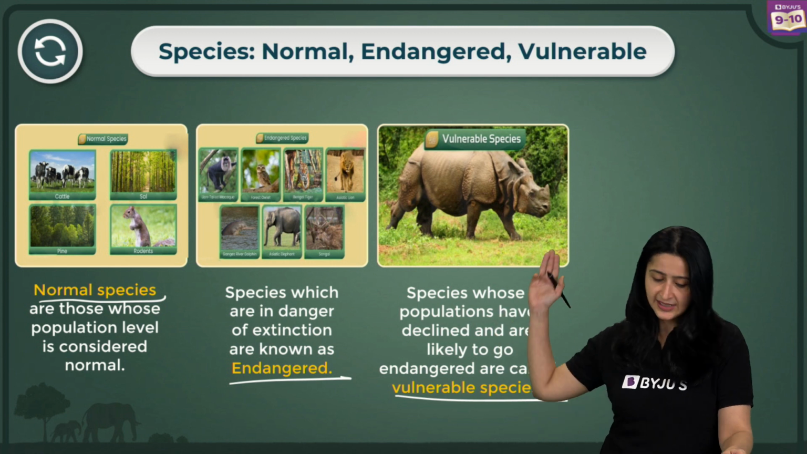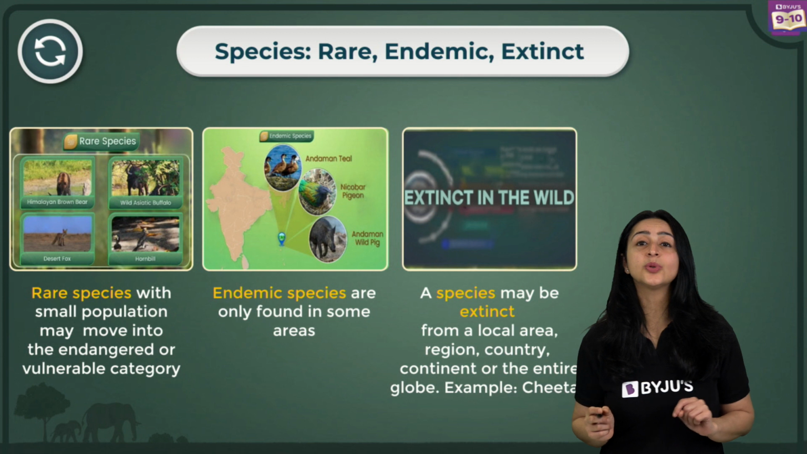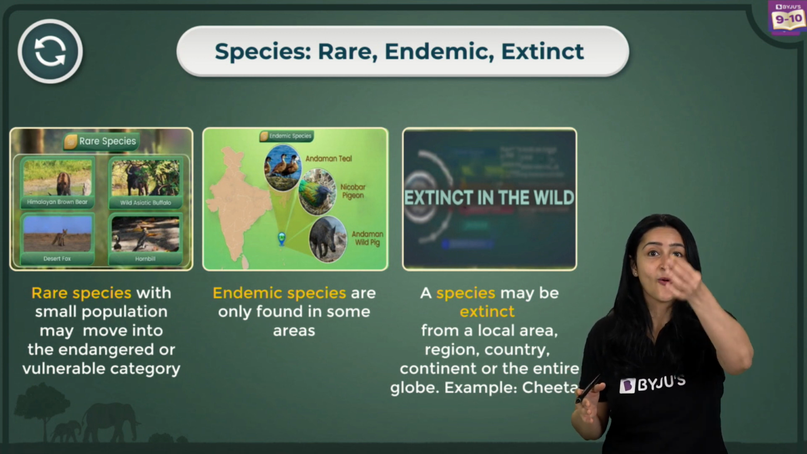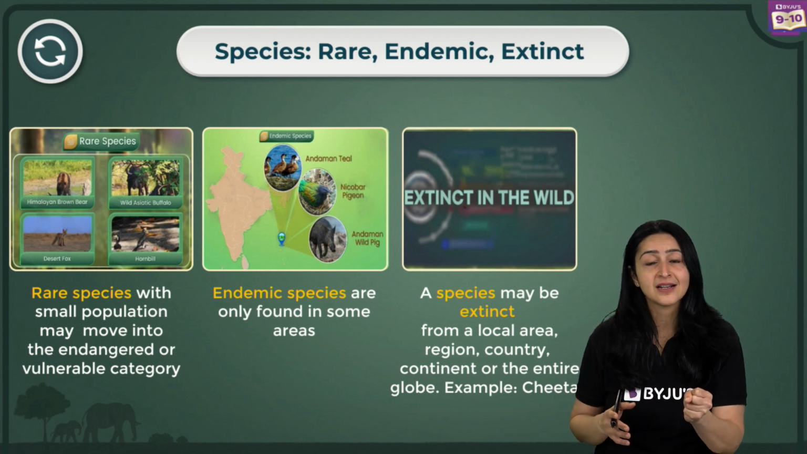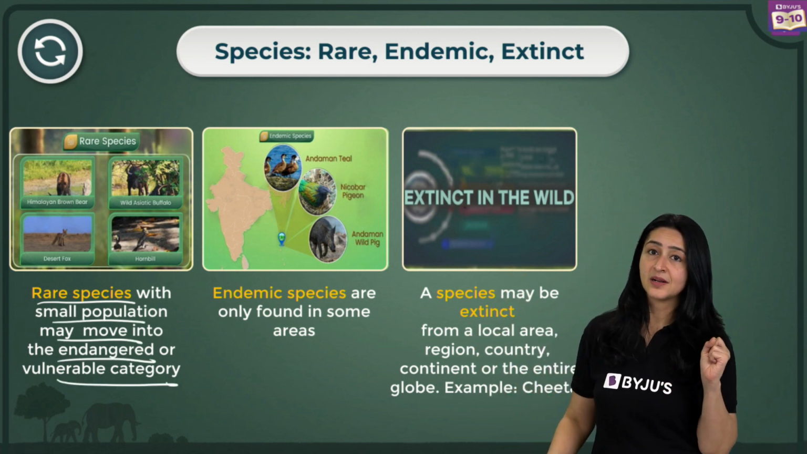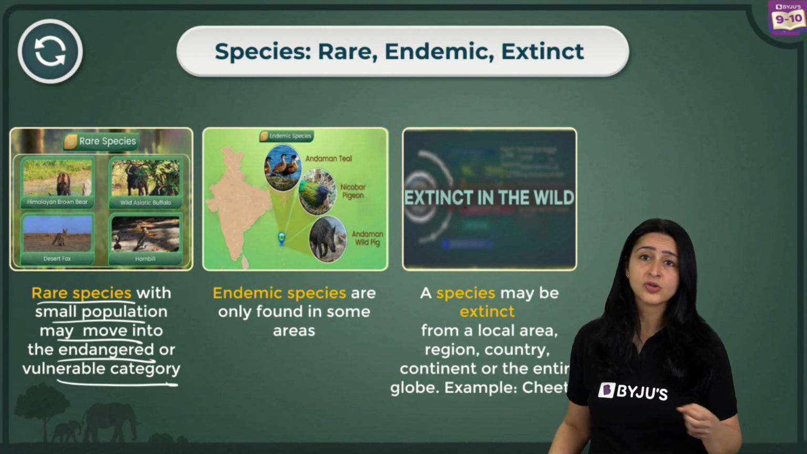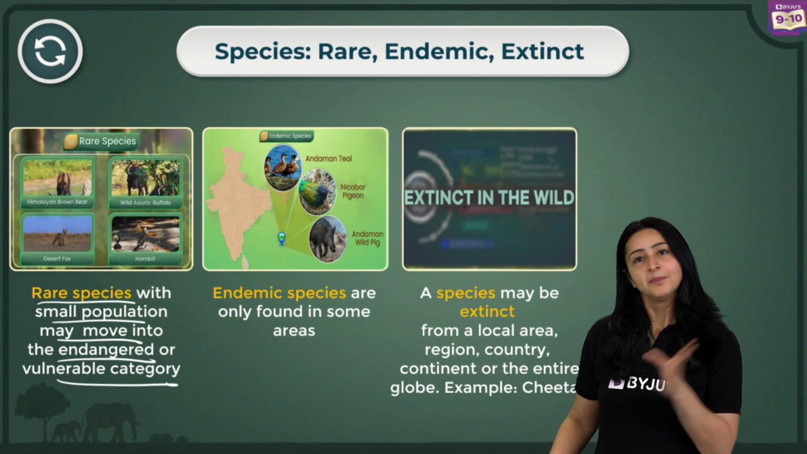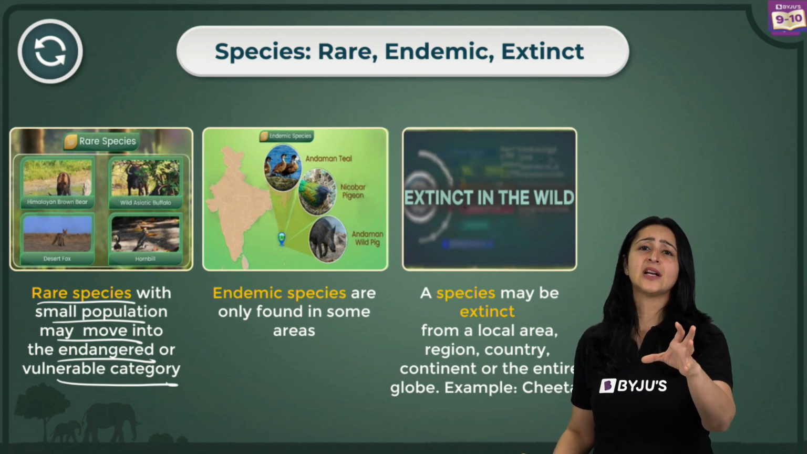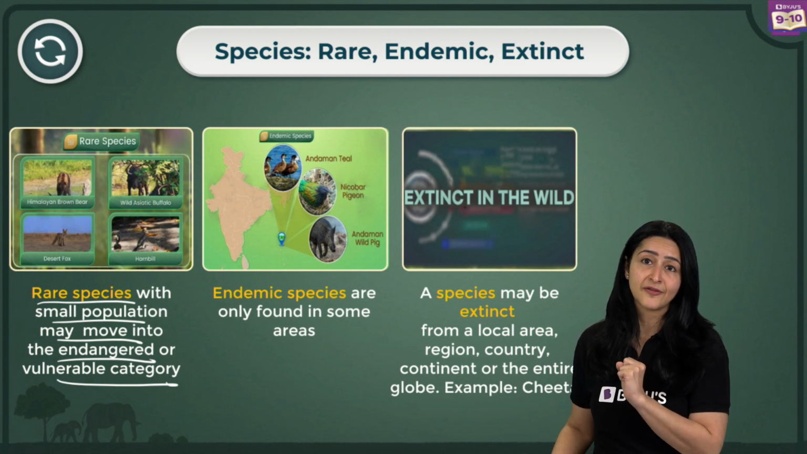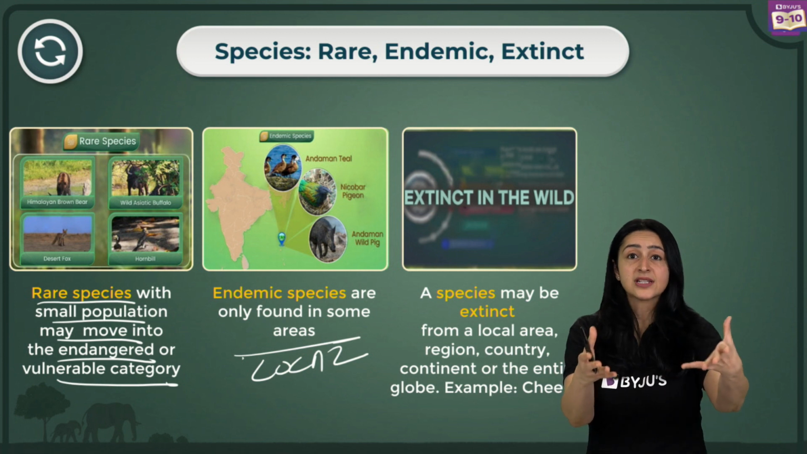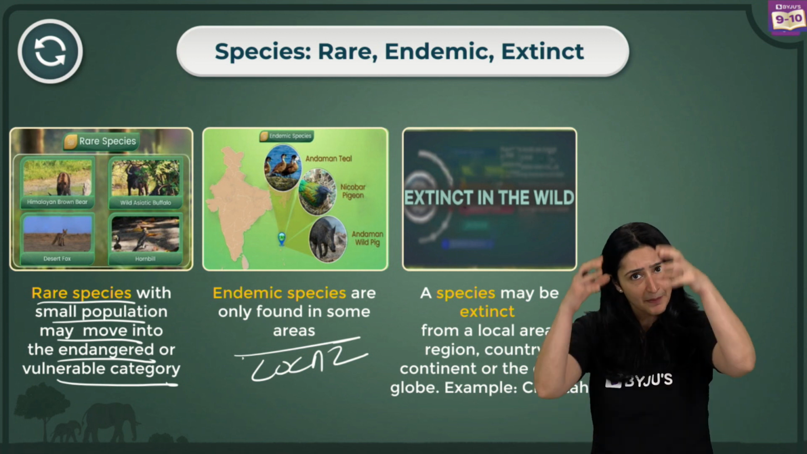Right, so what have we discussed so far? Normal species, endangered species, vulnerable species. Then let's move on to the rare species, which is a species with a small population that may move into the endangered or the vulnerable category if the negative factors leading to its decline continue to operate, right? So they could become endangered or vulnerable very, very soon. For example, you have the desert fox, or the wild Asiatic buffalo, right? Moving on to the next category, we're going to be talking about endemic species. Endemic species are only found in some particular areas which are usually isolated by natural or geographical barriers. So these are local species that you would find in a particular area only. For example, you have the Andaman teal, the Andaman wild pig, right? They belong to those areas.